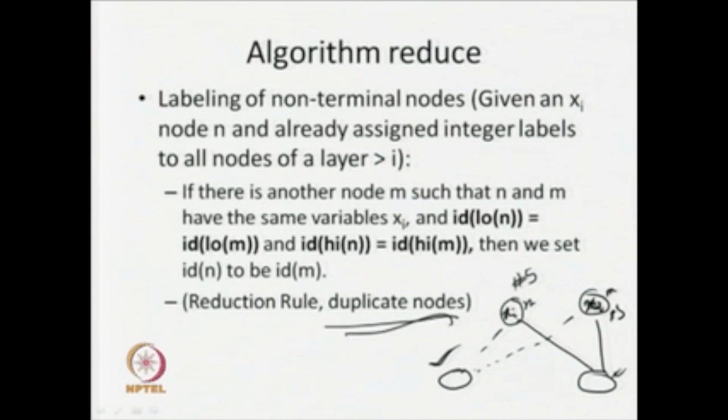Basically, these two are duplicates because they have the same sub BDD below them. They are going to evaluate the same sub function, so we can merge them together. This is nothing but the removal of duplicate nodes.